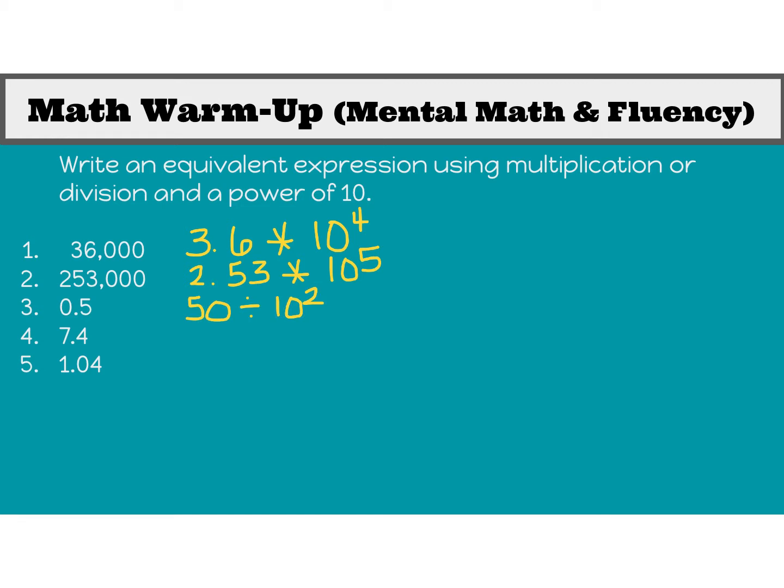For the third one, I took that one and made 50 divided by 10 to the 2nd power. For our fourth problem, 74,000 divided by 10 to the 4th power. And last but not least, the last one here is 104 divided by 10 to the 2nd power.